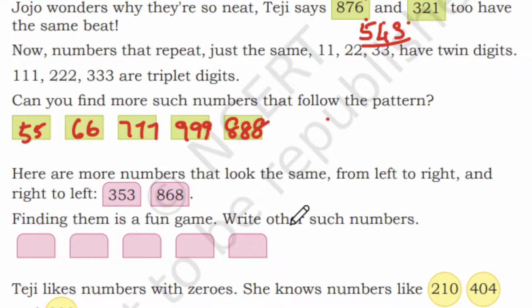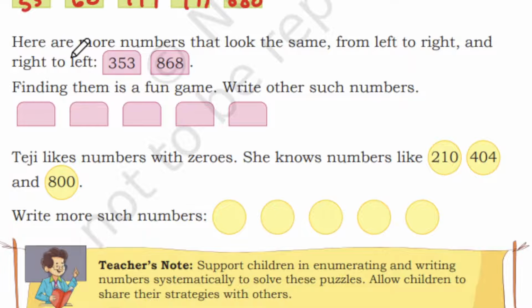Okay, so next one. Here are more numbers that look the same from left to right and right to left. See this number, 353. When you see the left number and the right-side ending number, both are the same. Here you're getting 3 and here also you're getting 3. And 868, again your left side is 8 and the right-hand side you also have 8. So we can write a few more numbers like this.